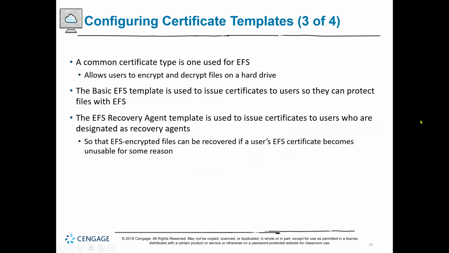A common certificate type is one used for EFS, which allows users to encrypt and decrypt files on a hard drive. The basic EFS template is used to issue certificates to users so they can protect files with EFS. The EFS recovery agent template is used to issue certificates to users who are designated as recovery agents, so that EFS encrypted files can be recovered if a user's EFS certificate becomes unusable for some reason.